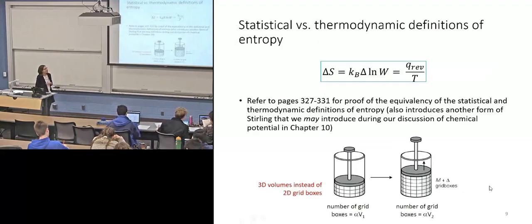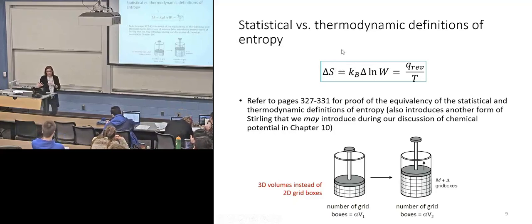If you go to pages 327 through 331 in your book, they go through the entire proof that these two things are equivalent. We were looking at a 2D grid box. In reality, they'll actually show you for 3D volumes. If you had a tiny little 3D volume, as you expand, what's happening with heat, what's happening with multiplicity. It's beyond the scope of what we have time for, but if you are interested, I recommend looking at it, or if you just want to get extra practice with these two equations.